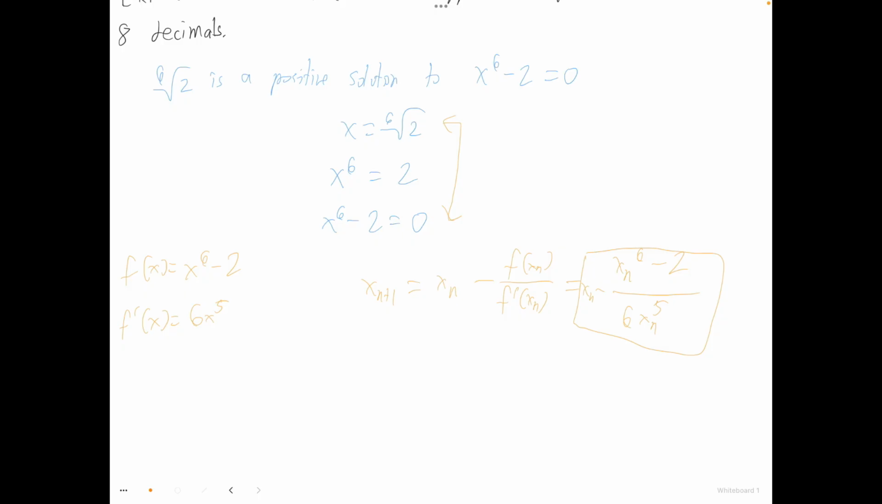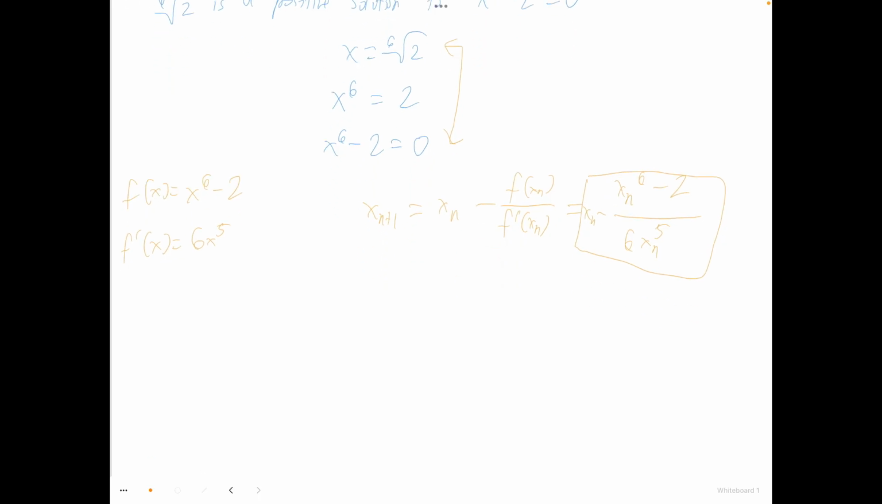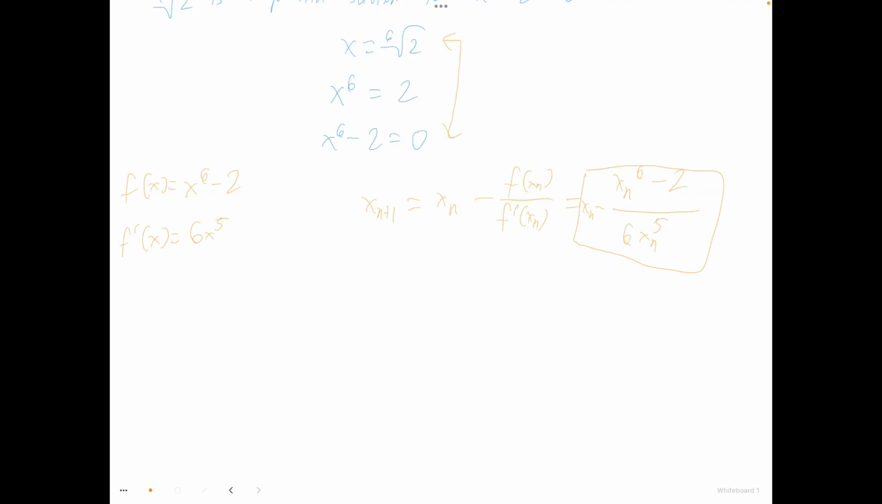Now we want an initial guess. For an initial guess here, notice that 1 is about the right answer. If we plug in 1, we get out negative 1 from this equation. 1 to the sixth minus 2 is negative 1. And so 1 is about right. It's not quite the right answer, but it's kind of close. And that's the idea that we use with guessing, is we take some value that's kind of close to the right answer and then go from there.